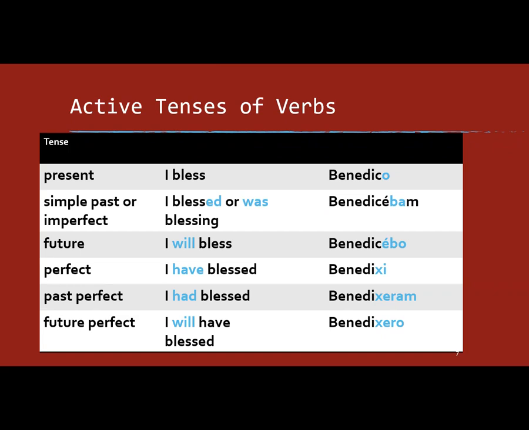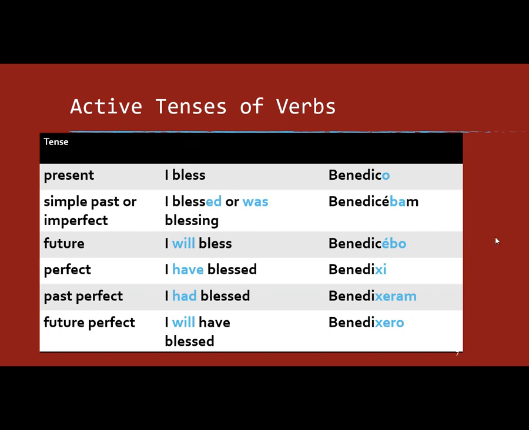We're going to see that I in the other tenses that we saw in the future of sum, or the forms of esse. I will bless, benedicebo. I have blessed, benedixi. I had blessed, benedixeram. And I will have blessed, benedixero. Now there are different ways that verbs form the past. It's very different for different verbs, but I just want you to see the similarity between the sum or esse verbs and the different tenses, right?